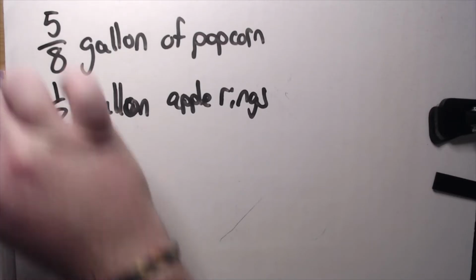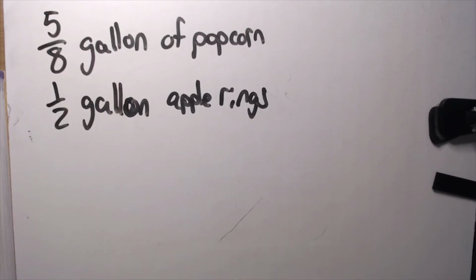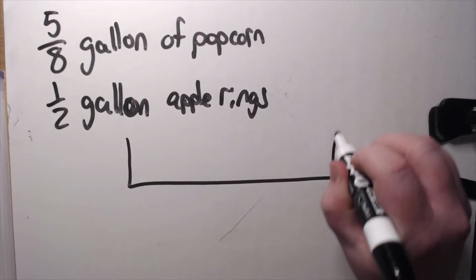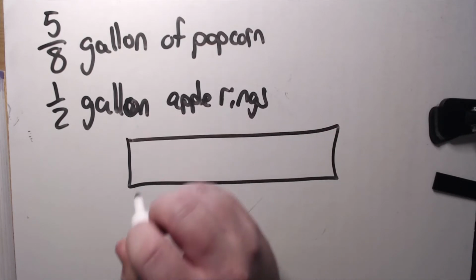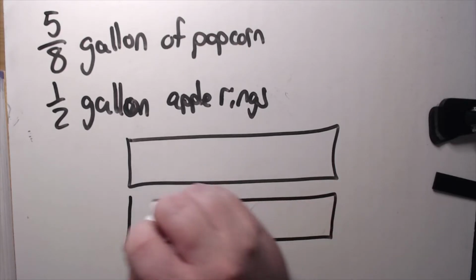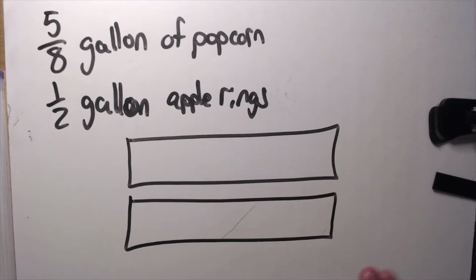Well, these fractions don't have common denominators. So I'm going to use my benchmark fractions to help create a better understanding of what's going on. First things first, I'm going to draw 2 bars. These are 2 wholes currently, but I'm going to cut them up into pieces, and you'll see how this works in a second.